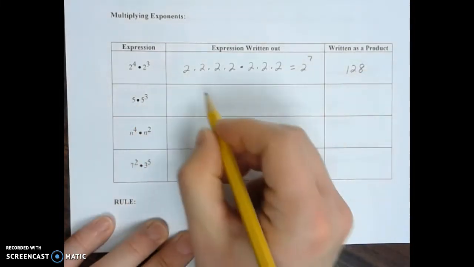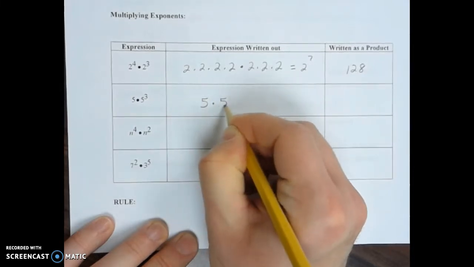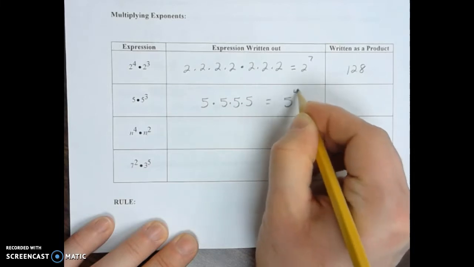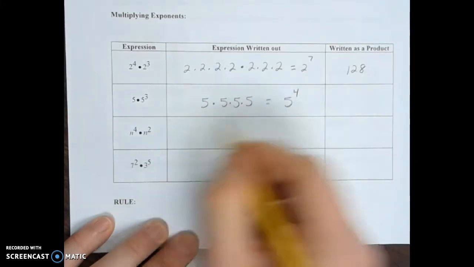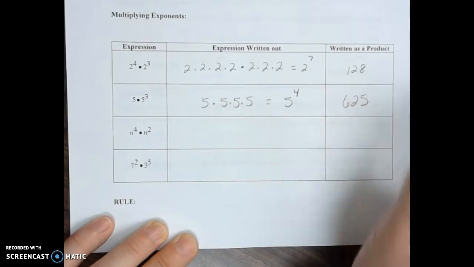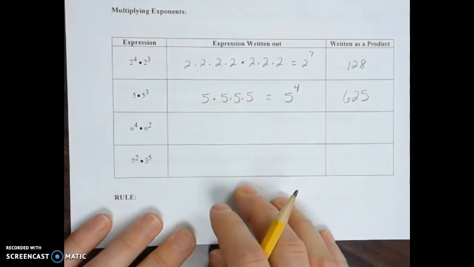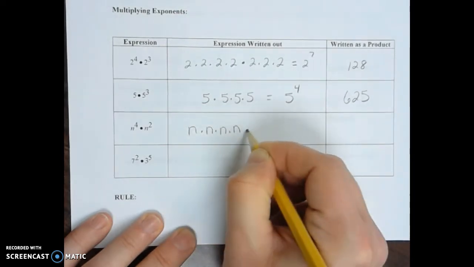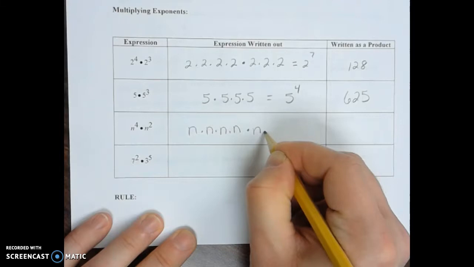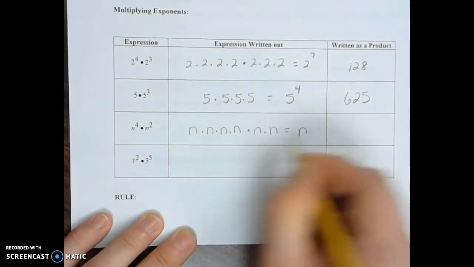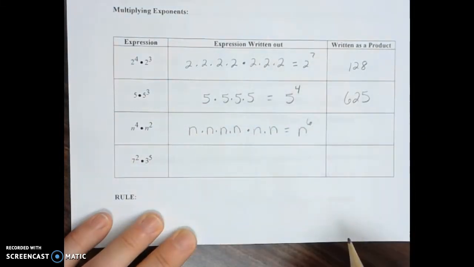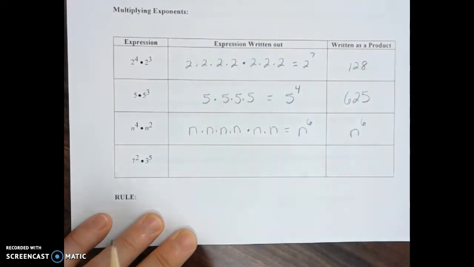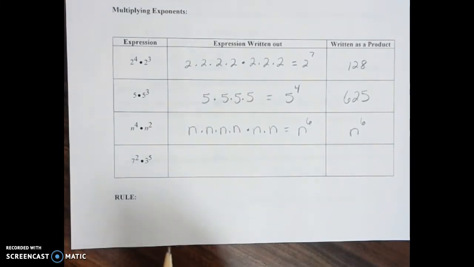5 times 5 to the 3rd power is 5 times 5 times 5 times 5, which is really just the same as 5 to the 4th power. And when I evaluate that, I get an answer of 625. n to the 4th is n times n times n times n, times n squared, which is n times n. So my base of n was used 6 times in repeated multiplication. I can't evaluate that because I don't know what the value of n is, so I'm just going to keep it in exponential form, n to the 6th power.